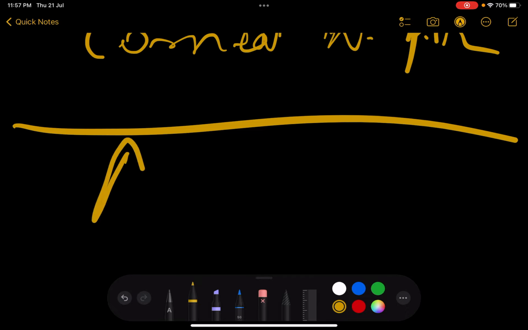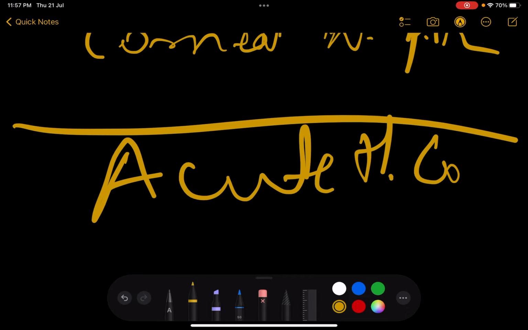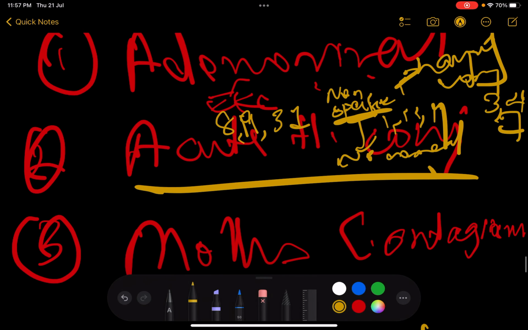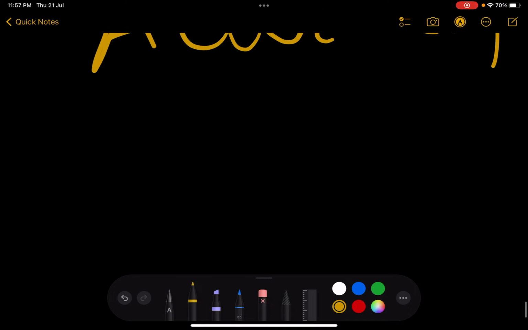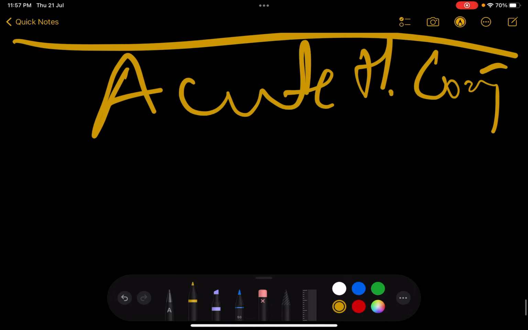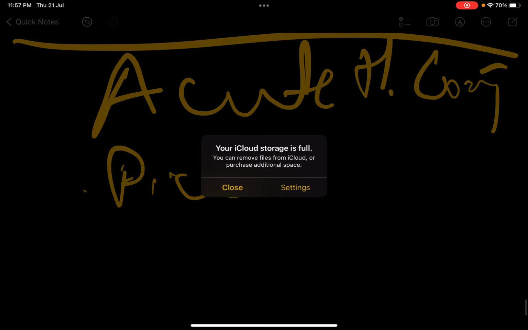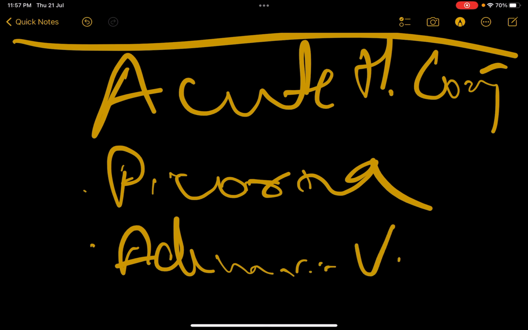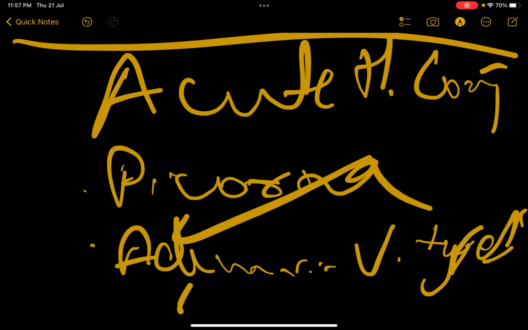Now, what is acute hemorrhagic conjunctivitis? I spoke about it in the three main classifications. Acute hemorrhagic conjunctivitis is caused by two viruses. One is the picornavirus. And second, the same adenovirus, but this time I'll say adenovirus type 1. So picornavirus and adenovirus. Picornavirus is the same one, and adenovirus is the same one.